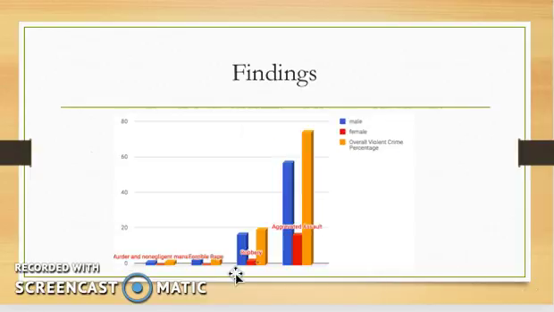So, as I stated, males are more likely to commit violent crimes. And if you see here, the orange is the overall violent percentage of crimes, and aggravated assault is still the highest, still the highest in both genders, both male and female.